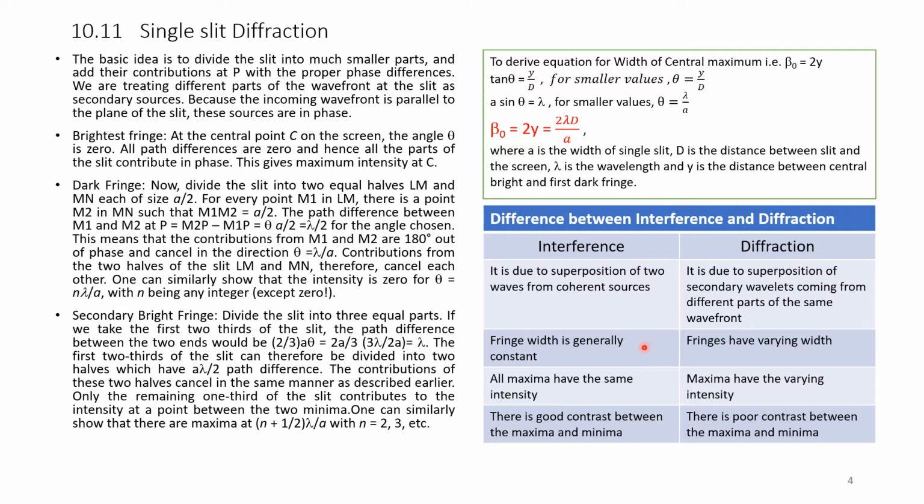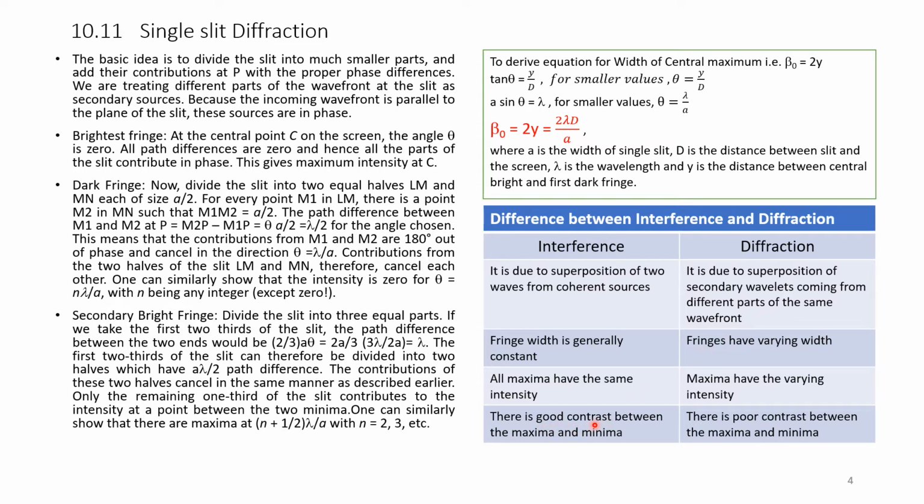In interference, the fringe width is generally constant. Here the amplitude is almost constant, as we have seen in the previous section, but in diffraction the fringes have varying width. As we have seen in the previous slide, the width is varying. It is maximum for the central maxima and gets reduced for the other fringes. In interference all maxima have the same intensity, that is, the waveform is constant with the same intensity. Whereas in diffraction, as you have just seen, the intensity varies: the central maxima has the most, the secondary has less, and as we move away from the central maxima, it diminishes.